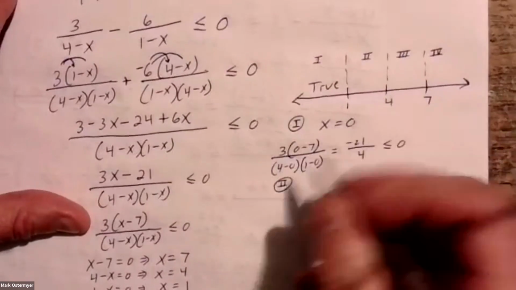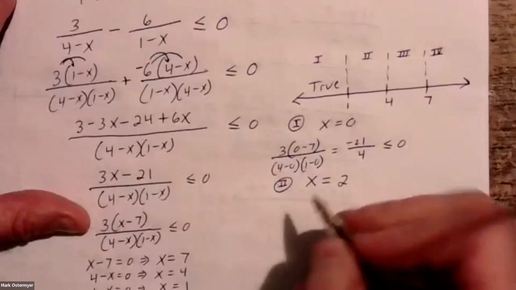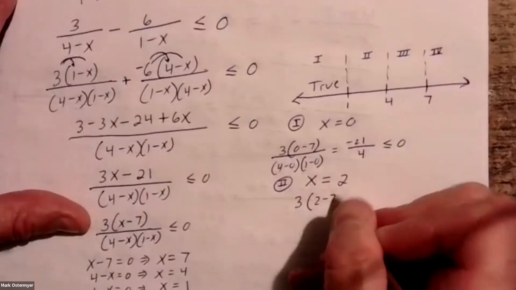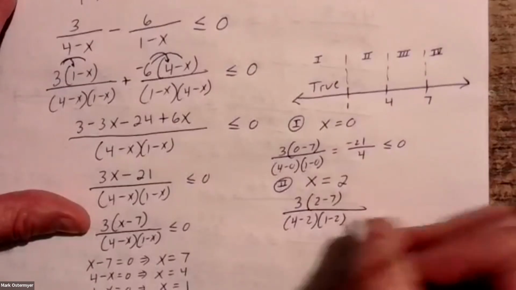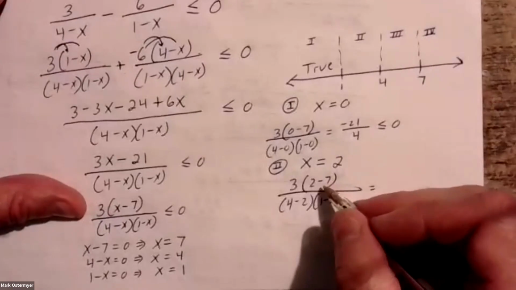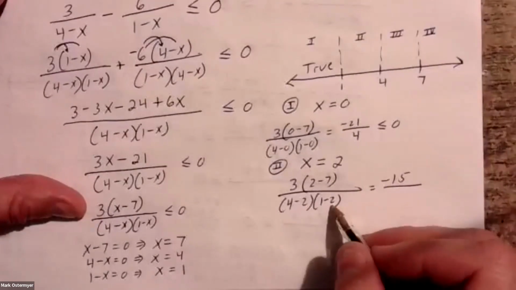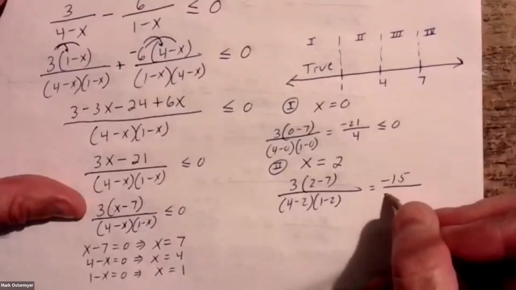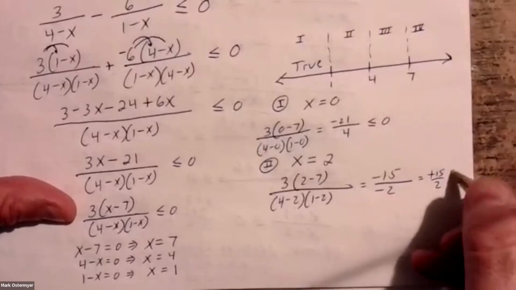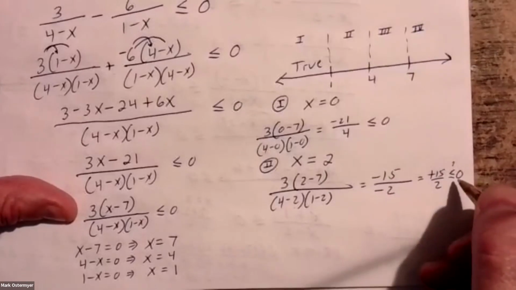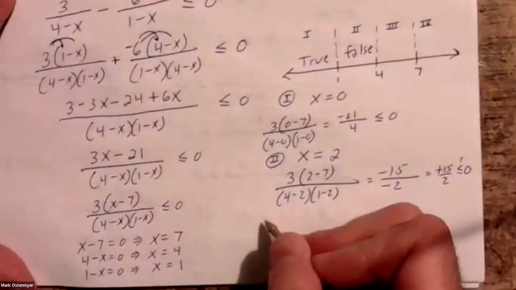Interval number 2, give me something between 1 and 4. Let x be equal to 2, maybe. Put 2 in here, here, and here, and verify. Is 2 a solution? 1 minus 2, so this gives me negative 15. And this is going to be what? 2 times negative 1, which is negative 2. This is going to be a positive 15 halves. Is a positive less than or equal to 0? The answer is false.